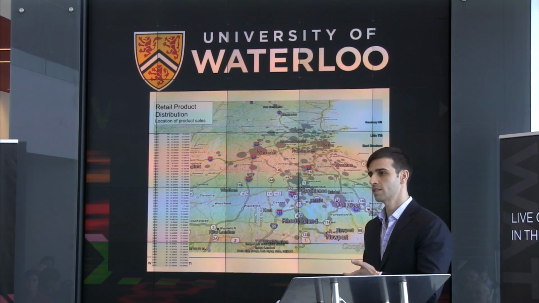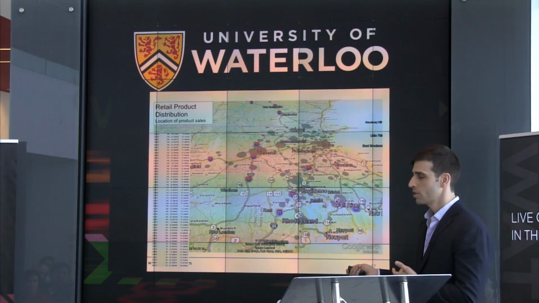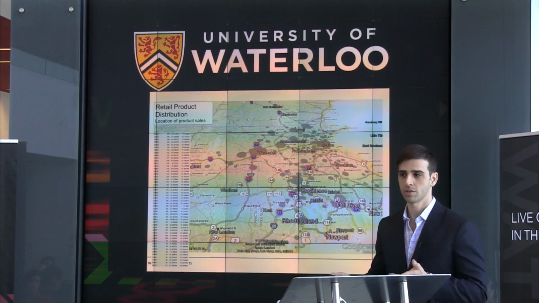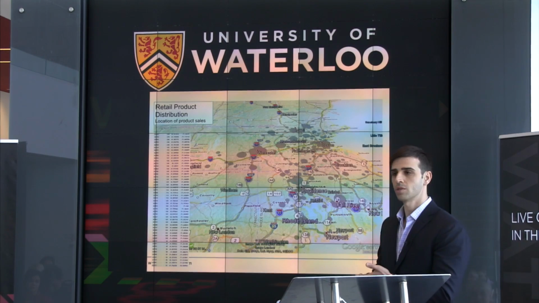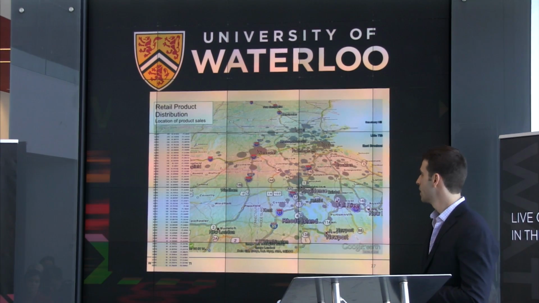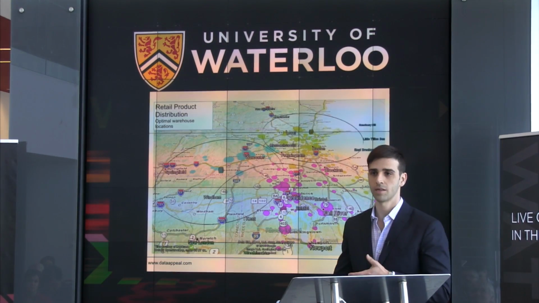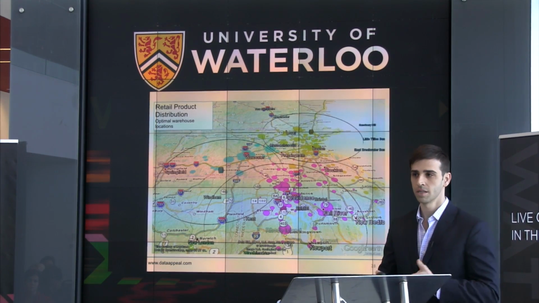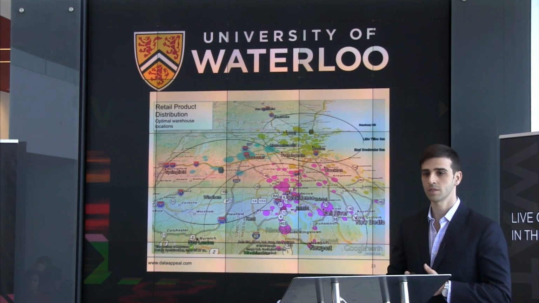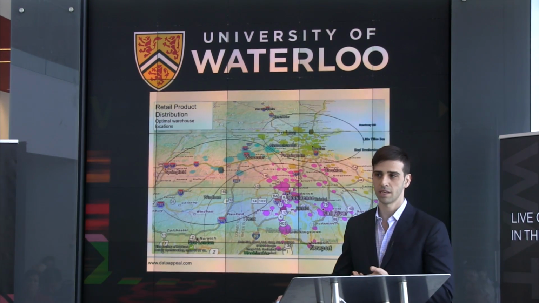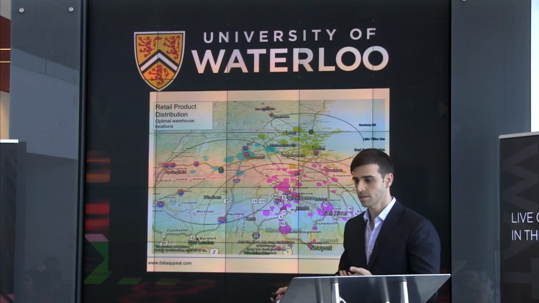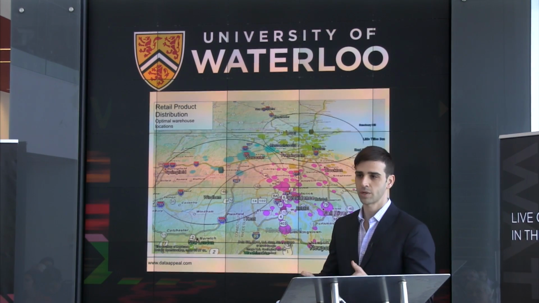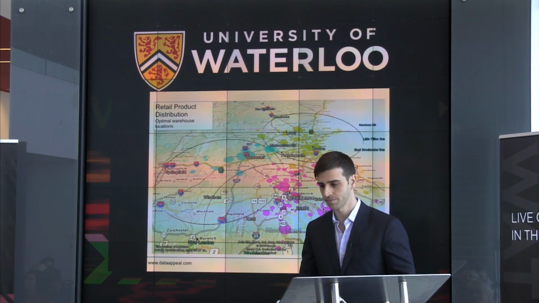If I was this organization and I wanted to know where I may want to put my warehouses to optimally sell to these retail locations, I can quickly do that on a map. If I make the assumption that it's most efficient to travel 50 kilometers from each warehouse, then I can quickly see where each of the warehouses should be located.